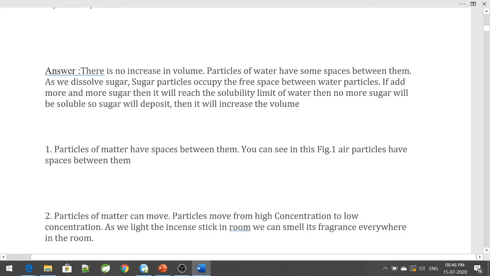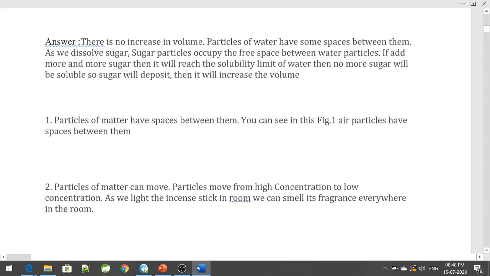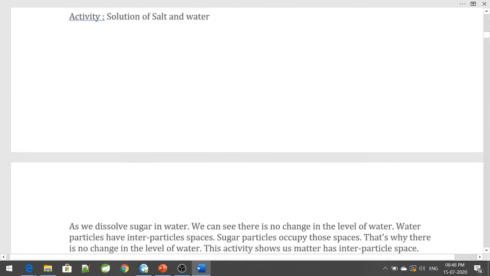So up to a certain level, it will dissolve in the water. The amount of water and the amount of sugar will dissolve only to a certain limit. There is a limit also for the solubility. After reaching a certain limit, it won't dissolve but it will deposit, and at that point only the volume increases. The water volume increases.